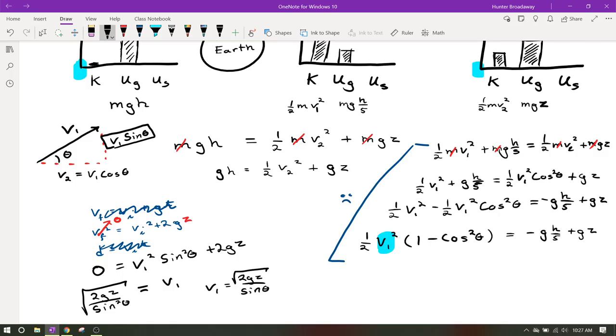Do I have enough time to actually finish this out? What time do we get out of here? 3:32? Oh, crap. Okay. 5 minutes to save the world.